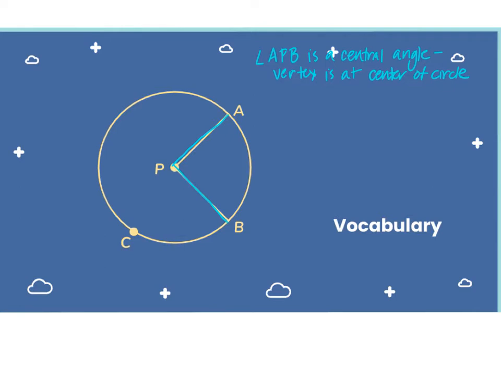Now we also have an arc, and the arcs occur along the edge of the circle, and they are curved. So we have an arc that occurs from A to B, and see how it has that curve along the circle. And this is a minor arc. And a minor arc is less than 180 degrees.